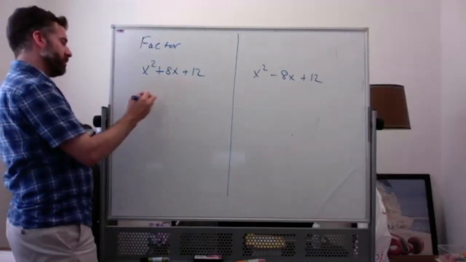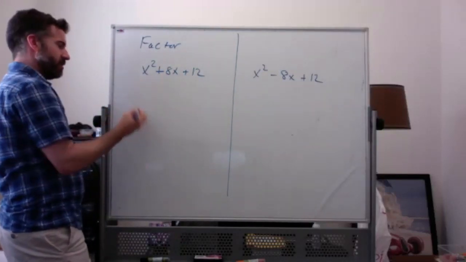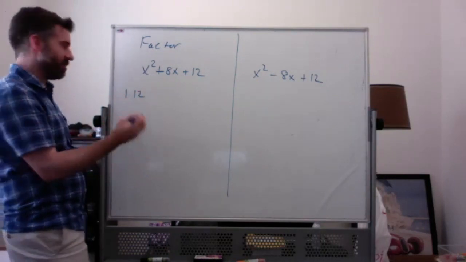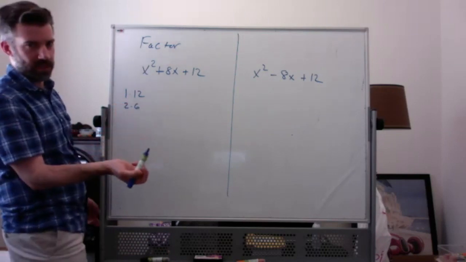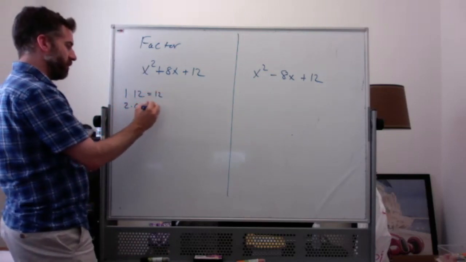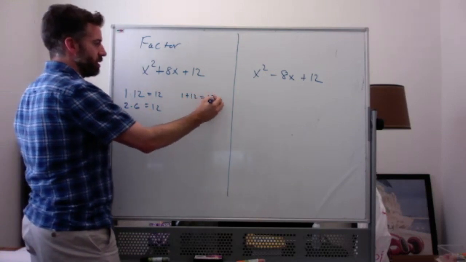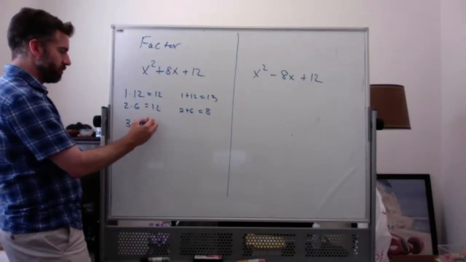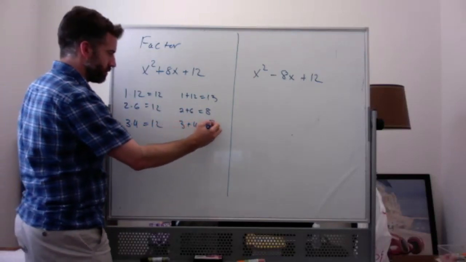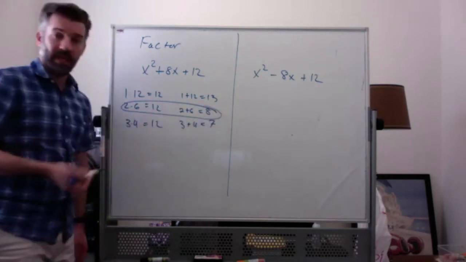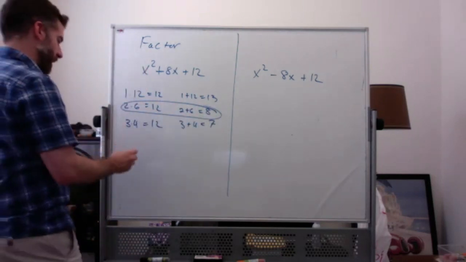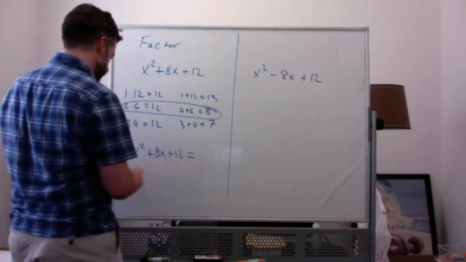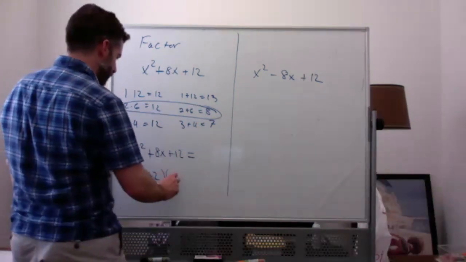Here, I want to multiply to 12 and add to 8. So let's see. Numbers that multiply to 12, 1 times 12 does not add up to 8. 2 times 6, that does add up to 8. So right, those multiply to 12. 1 plus 12 is 13. 2 plus 6 is 8. You can also look at 3 and 4. Clearly this is the set of numbers we want. So we're going to factor x squared plus 8x plus 12 as x plus 2 times x plus 6.